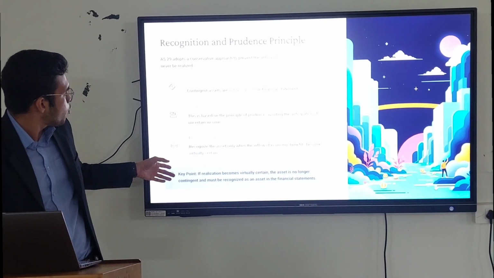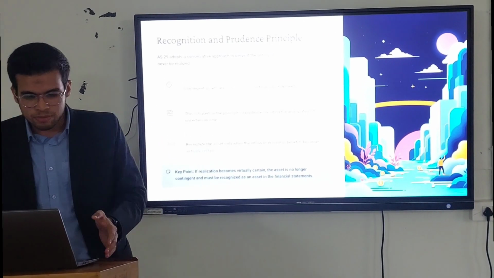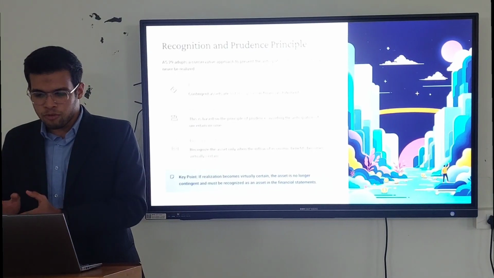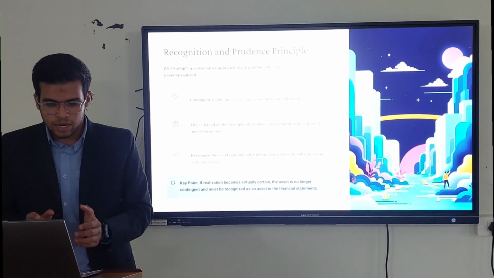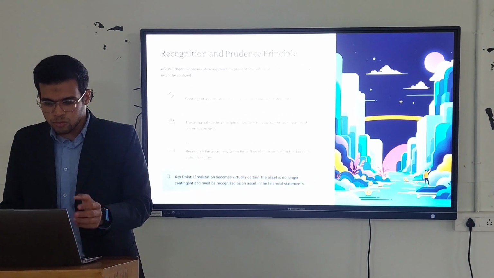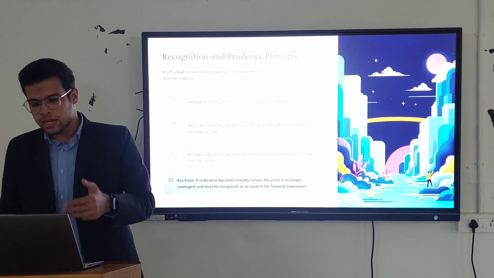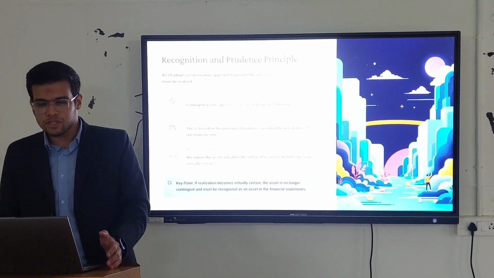And the third point is recognition threshold. This means recognize the asset only when the inflow of economic benefits becomes virtually certain. When realization becomes virtually certain, the asset is no longer contingent and must be recognized as an asset in the financial statements.